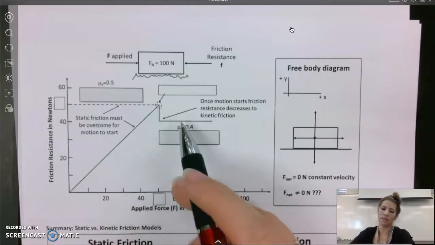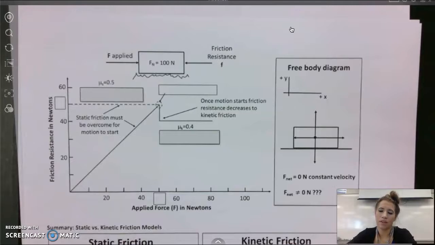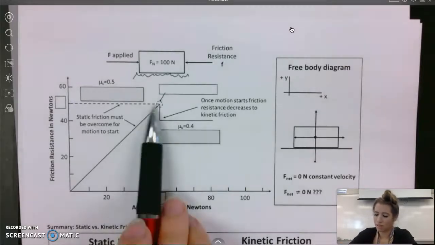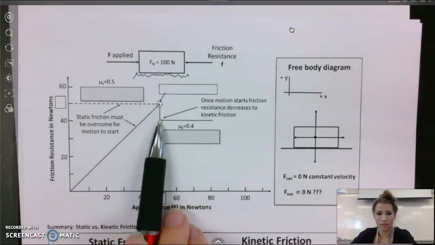Now this should make sense, because think about if you have an appliance you're trying to move. It takes a lot of effort to get it going, to start that motion, but then once it starts moving, it's a lot easier to move. You can also see this with a truck in neutral. It takes a lot to get that truck moving, but then once it starts moving, it's a lot smoother, a lot easier. So the maximum static friction is always greater than the kinetic friction.